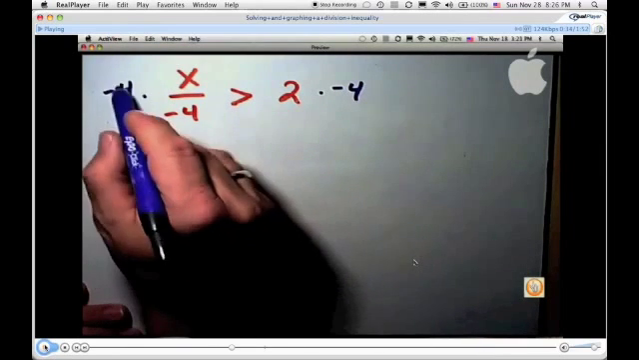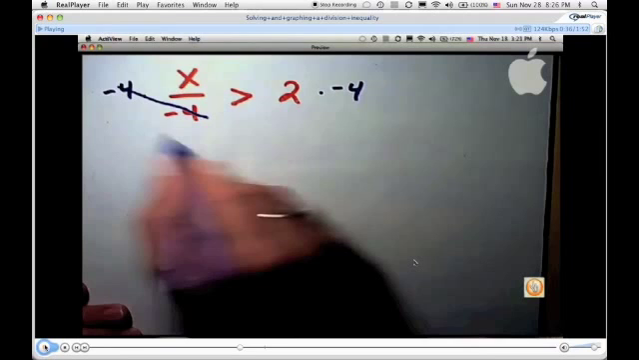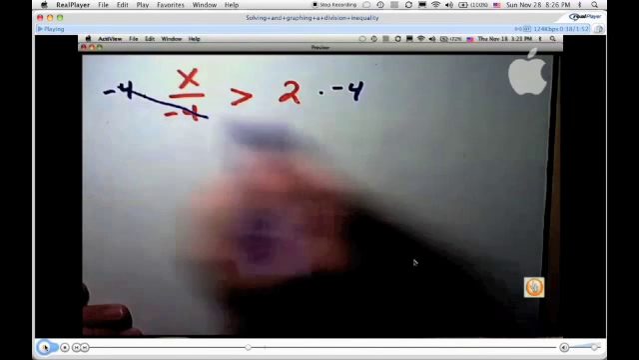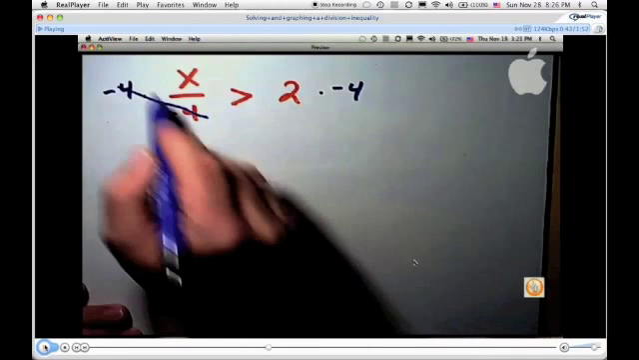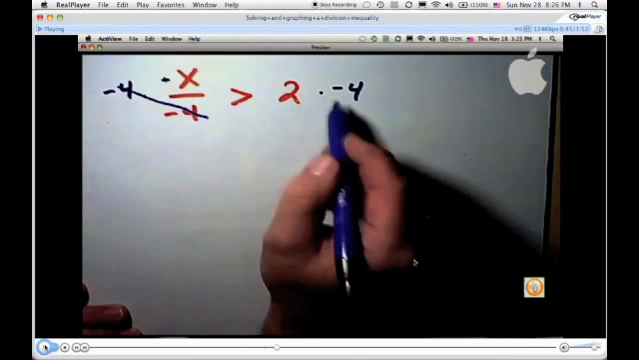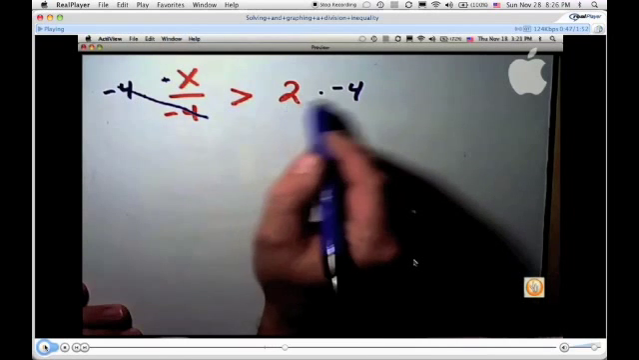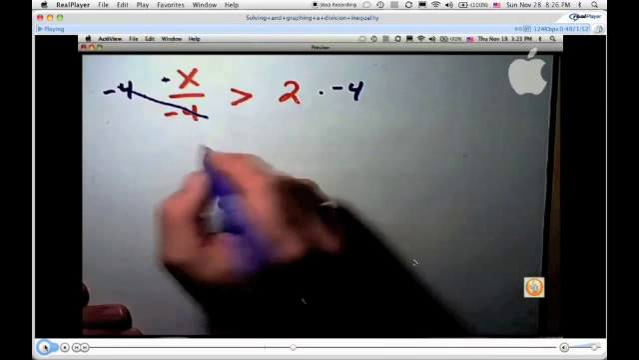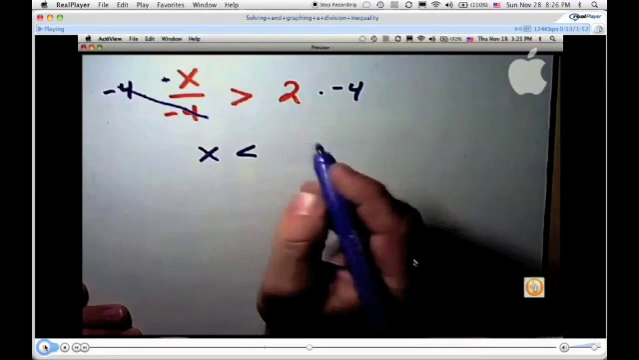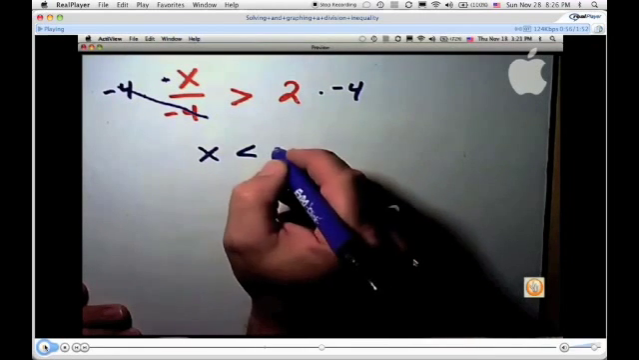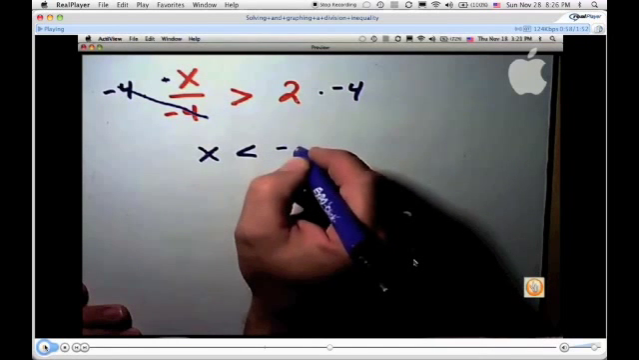I'll cancel and I'll rewrite. Now I just changed the sign of this side because this was negative before, and now that it's canceled, it's become positive. And this side was positive before, and it's become negative. So as I write this down below, I'm going to invert the inequality sign so that it now says x is less than -8.